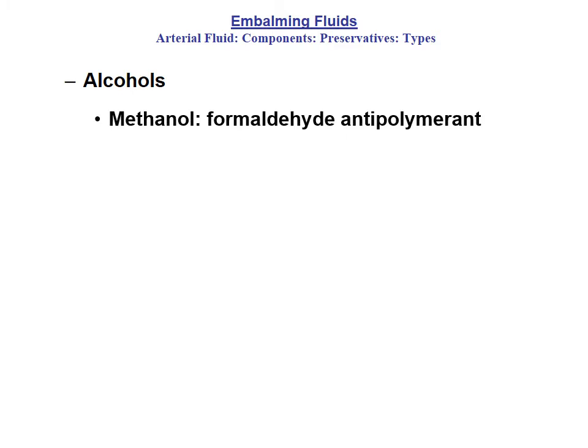The alcohols, you have the monohydroxy alcohols, like methanol. Again, methanol is mainly there as a formaldehyde antipolymerant. It is there to stop methylene glycol from turning into paraformaldehyde. It's the most commonly used alcohol because most arterial fluids are going to be formaldehyde based, and so methanol is going to be added to stop it from turning into paraformaldehyde.